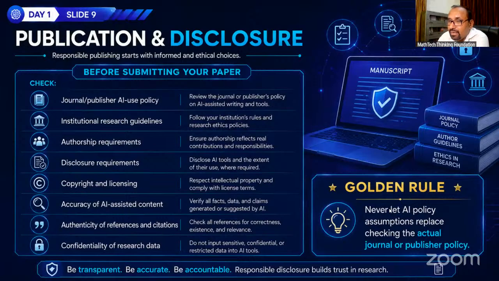This part is again very, very important: before submitting the paper, we have to check the facts. One of the biggest mistakes researchers can make is assuming that there is one universal rule for AI use in academic publication. There is not necessarily one rule that applies identically to every journal, publisher, university, or research organization. Policies can differ. I told you that we have to respect the policies of each journal. We have to respect the policies of the institutions.